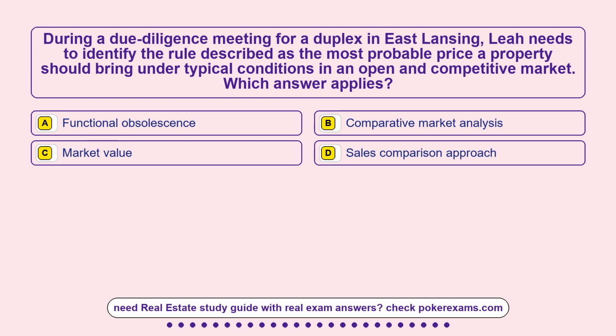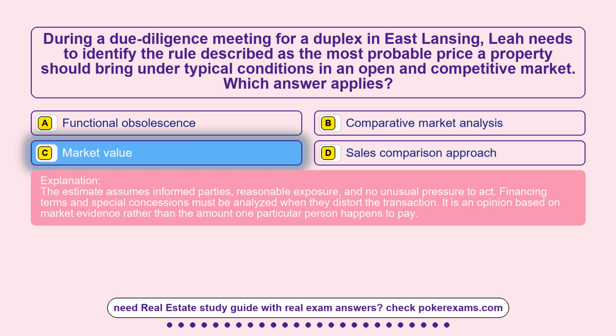Question 12. During a due diligence meeting for a duplex in East Lansing, Leah needs to identify the rule described as the most probable price a property should bring under typical conditions in an open and competitive market. Which answer applies? Option A, functional obsolescence. Option B, comparative market analysis. Option C, market value. Option D, sales comparison approach. The correct answer is option C, market value. The estimate assumes informed parties, reasonable exposure, and no unusual pressure to act. Financing terms and special concessions must be analyzed when they distort the transaction. It is an opinion based on market evidence rather than the amount one particular person happens to pay.